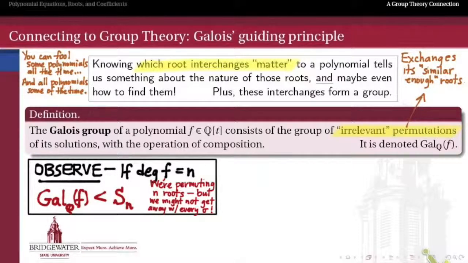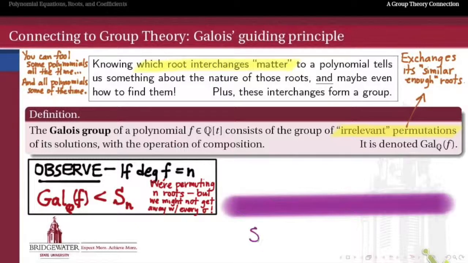Some diner is going to notice, they're going to take exception to it, they're going to wonder why they're paying $6 for a cup of instant coffee, and they're going to walk out. And we won't choose that permutation to be part of our Galois group.